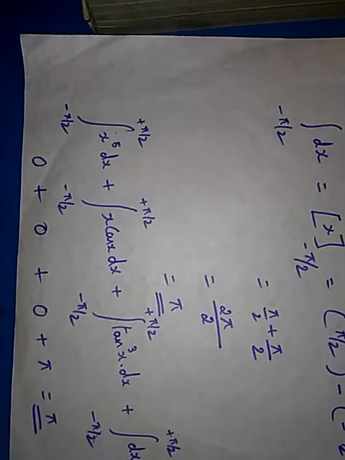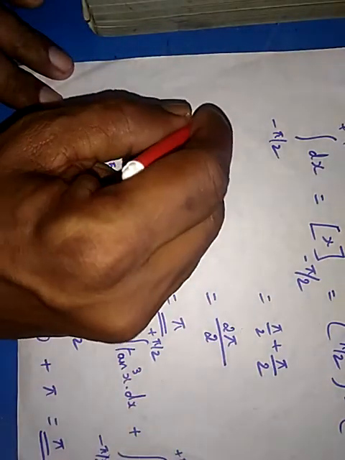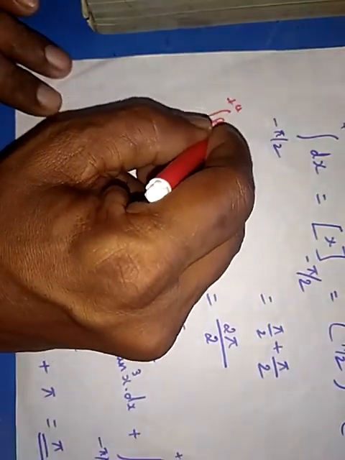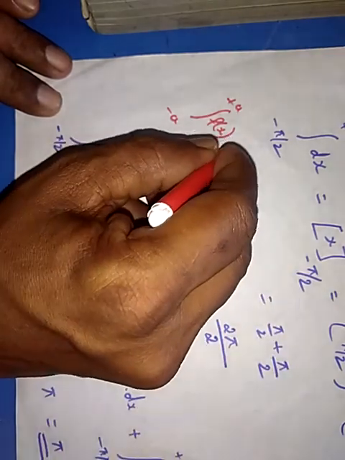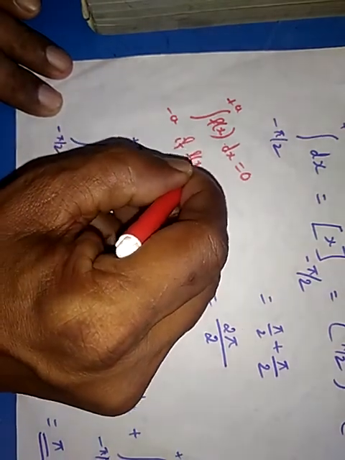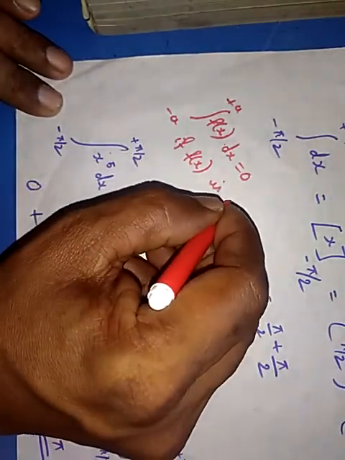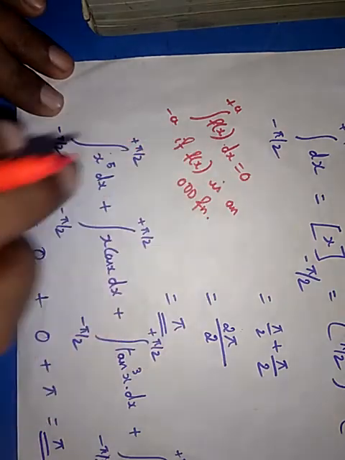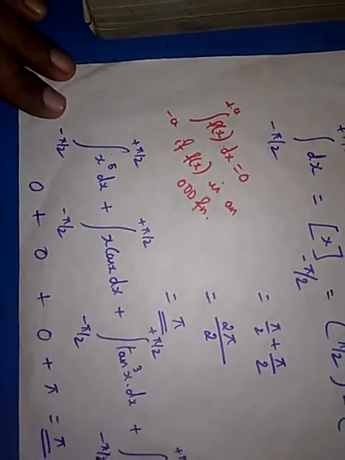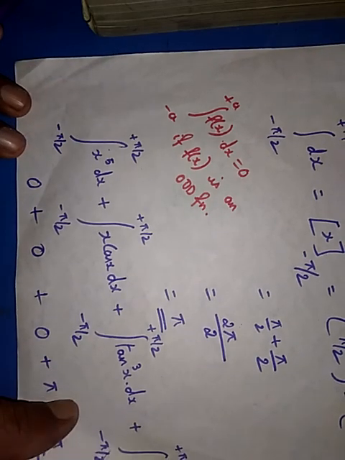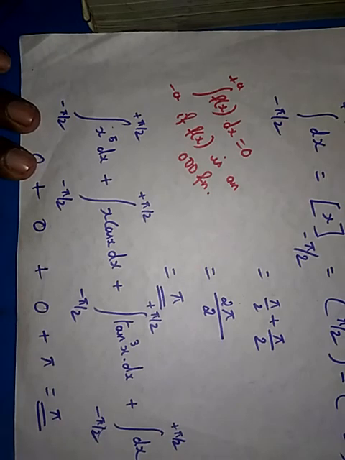Now more importantly, what you have to note is the property. What is the property? Integral from minus a to plus a of f of x dx is equal to 0 if f of x is an odd function. This you should not forget. So making use of this property, the first three integrals become 0. We have only the last integral, and the value of the last integral is pi. So this is the answer.